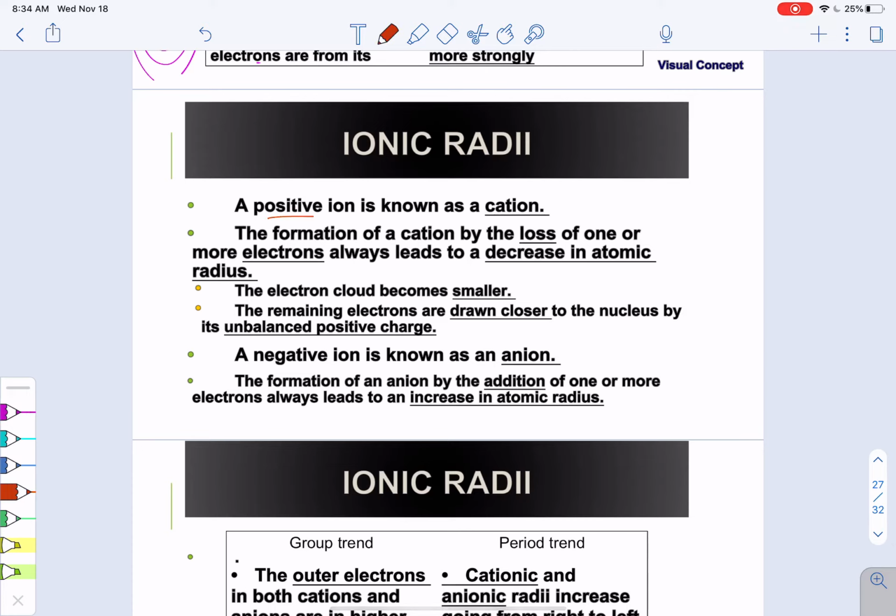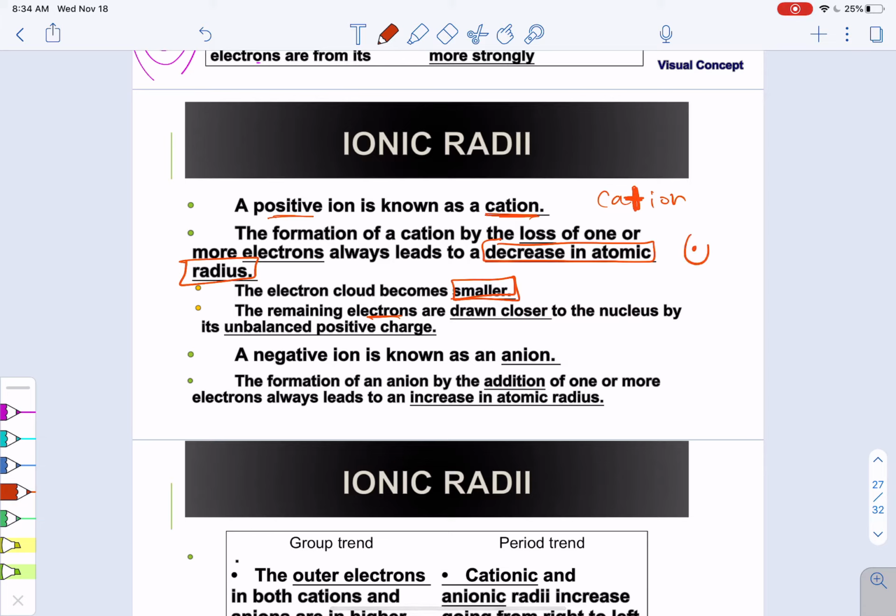Okay, ionic radius. First, we need to learn what a positive ion is called. It's a cation. I think of it as cat has a T, and a positive is a T-type symbol. The formation of a cation is by the loss of one or more electrons, and so it always leads to a decrease in atomic radius. This is something you need to know. The electron cloud will become smaller when you take an electron away. The reason is that the remaining electrons are drawn closer to the nucleus because you have an unbalanced positive charge now.